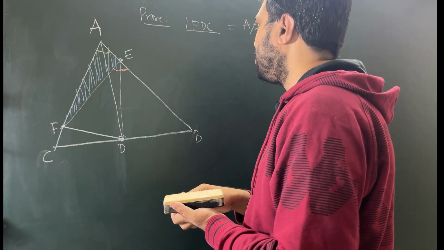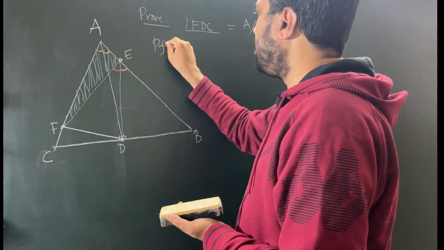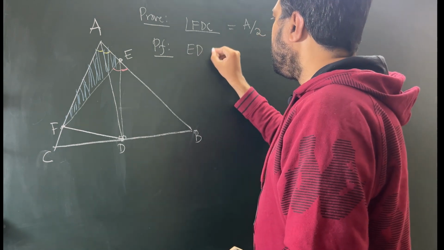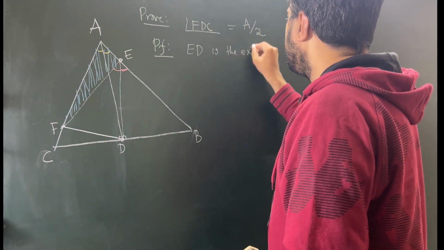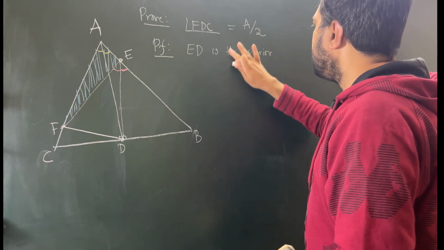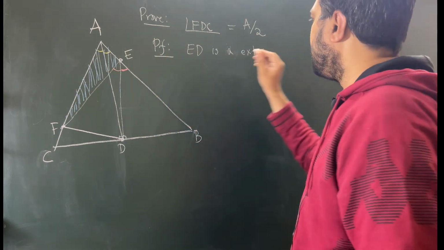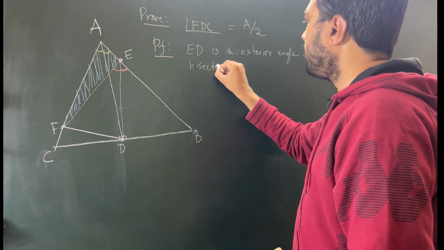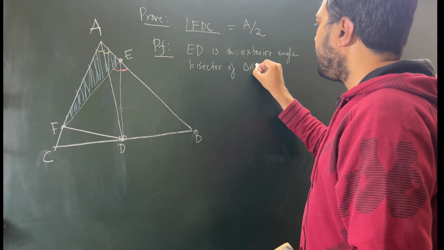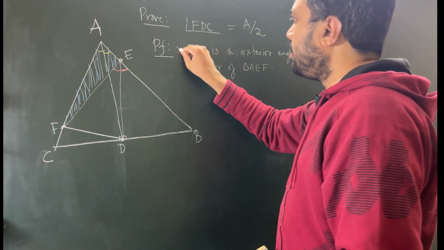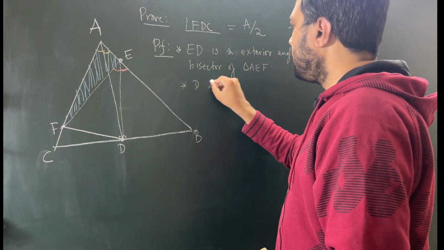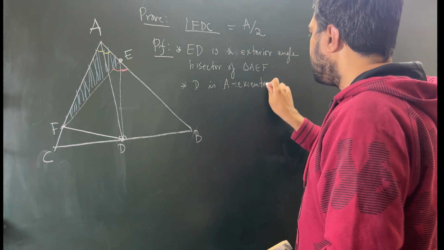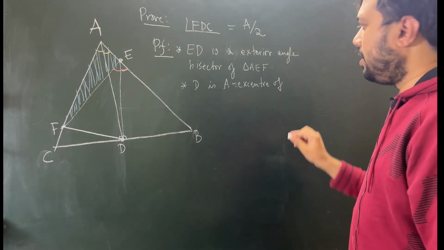So I'm going to write a bunch of facts now for the proof. Notice that ED is an exterior angle bisector, because there are multiple exterior angles, of triangle AEF. This immediately implies that D is the excenter, because the meeting point of the angle bisectors is the excenter of essentially triangle AFE.